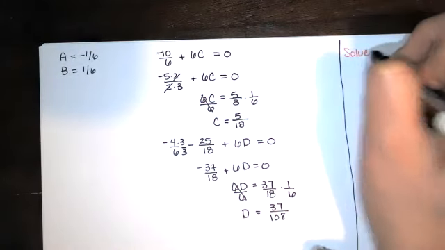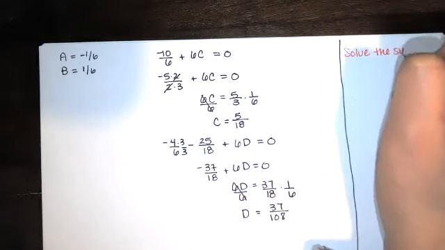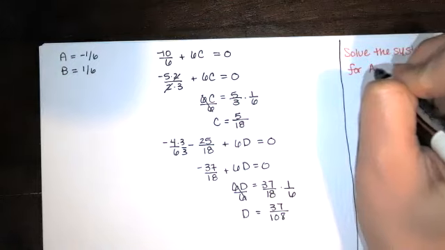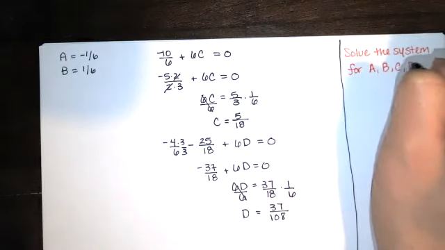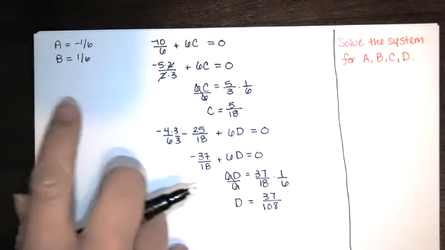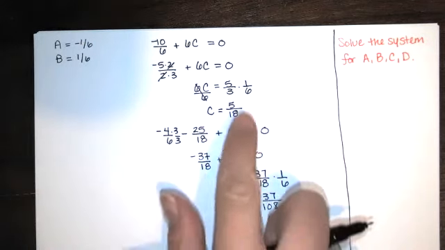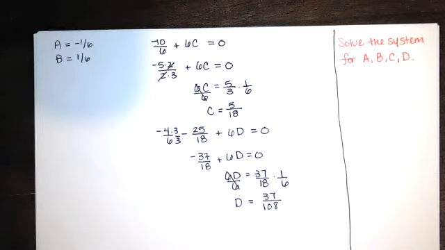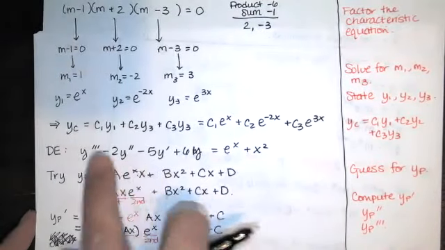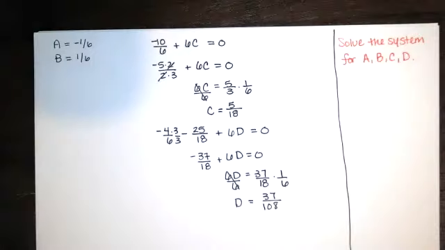So we solve the system for those constants, A, B, C, and D. And what that is telling us is that when A equals negative 1/6, then B equals 1/6, then C equals this value, and D equals this value, this function satisfies that differential equation.